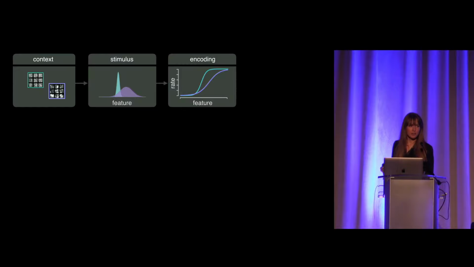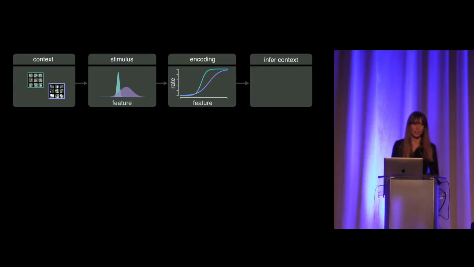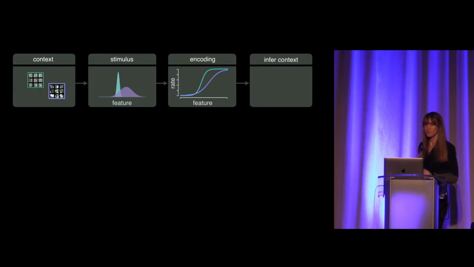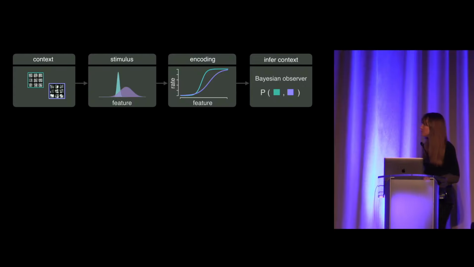So we can think about this process by adding on another step, which is using the output of this sensory encoding to make inferences about this underlying context. And so we're going to build up an optimal Bayesian observer model that tries to infer this underlying context, and it's going to do that by computing the relative probability that it's in the field or the forest, or whether it's in turquoise or purple.